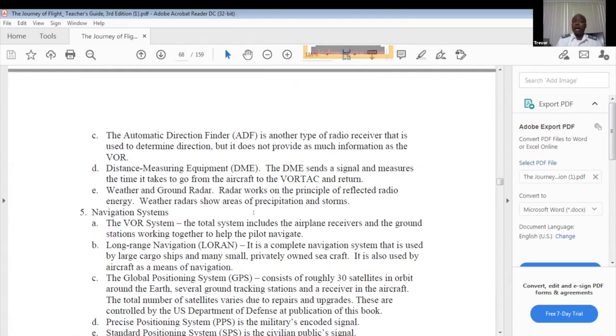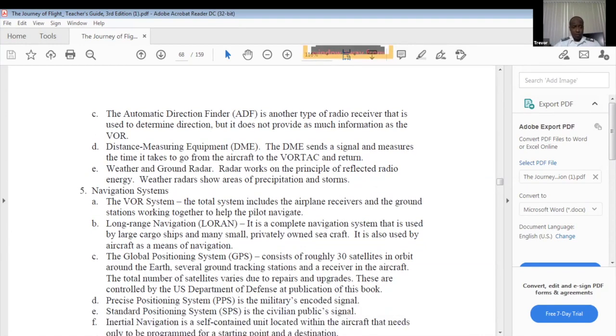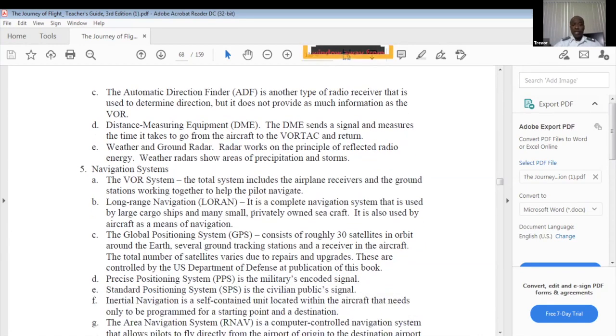And then you have different types of VOR. I won't get into that. You have high altitude VORs, low altitude VORs, and mid-range. Long-range navigation, which is called LORAN, if you have heard that before.